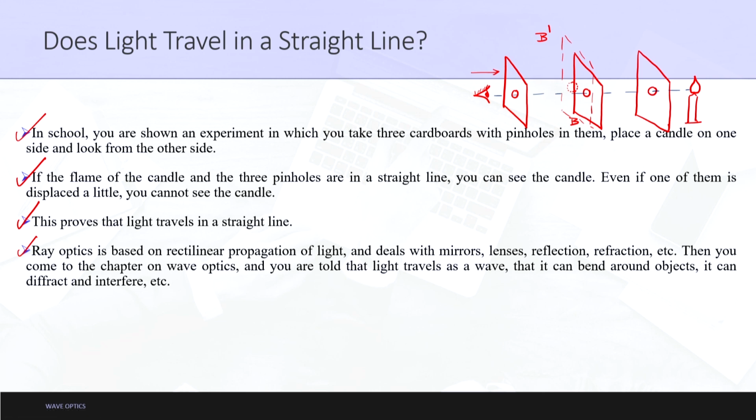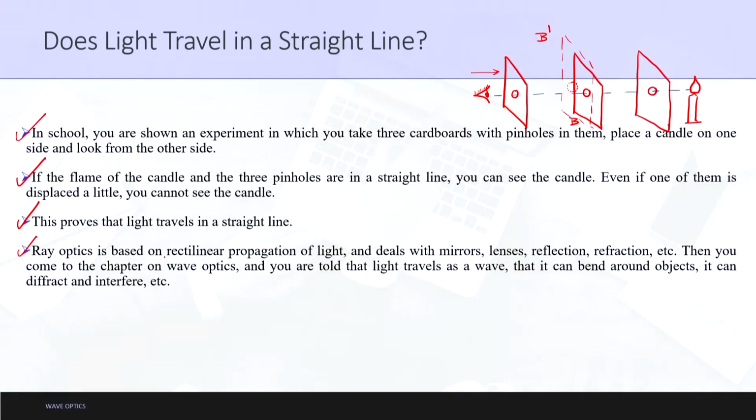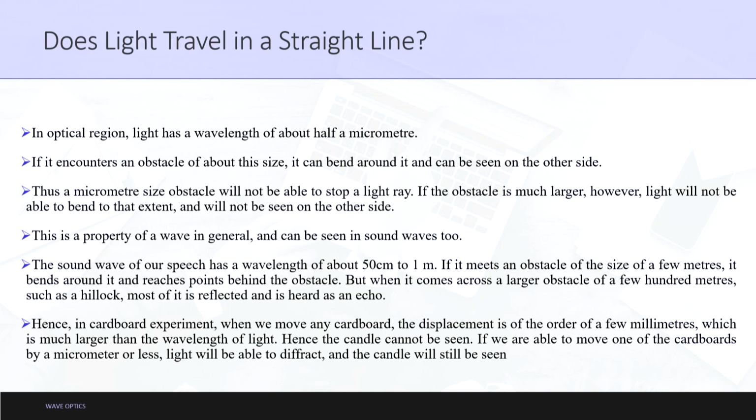In wave nature, what does a wave do? It can also bend around objects. Let us say this is the object, then it can even bend around it and move in this direction also. This is known as bending around the object. So, it can diffract and interfere. What is diffraction, what is interference, we will get to know in subsequent slides. For now, let us move to the next slide.